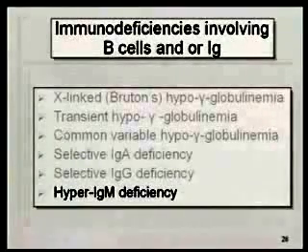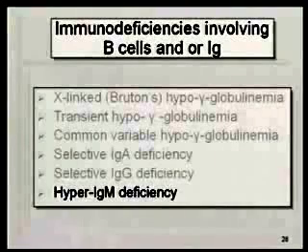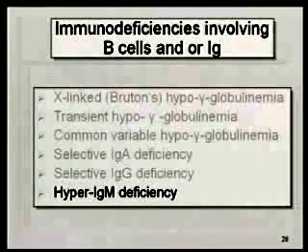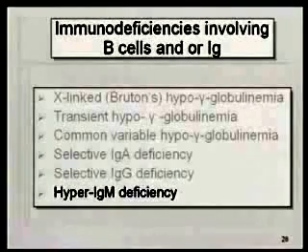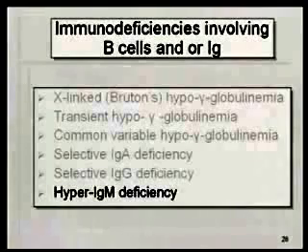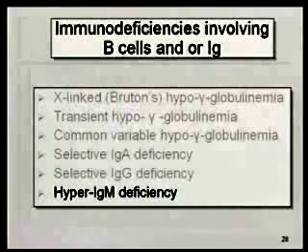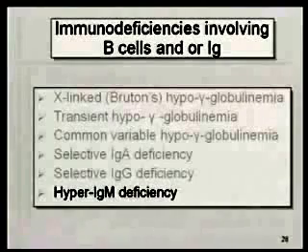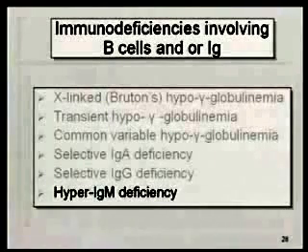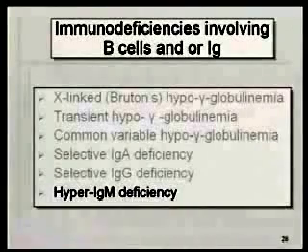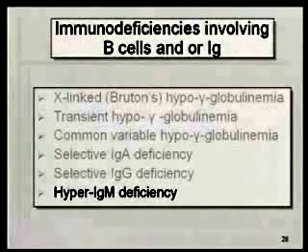And those have been described, and what is the defect in those? In case I do not get to talk about all of them, what you have got to pay attention to in your handout is what the genetic defect is and how it translates into the immunological defect.